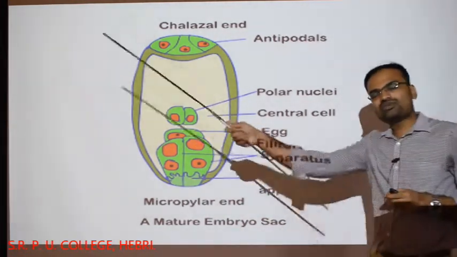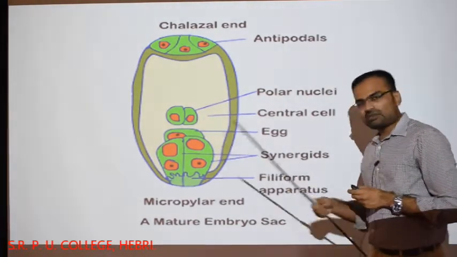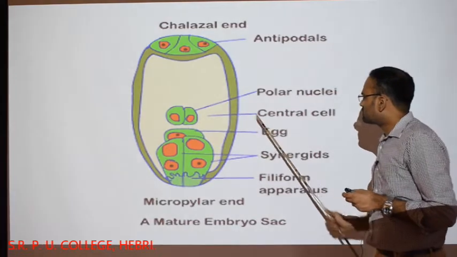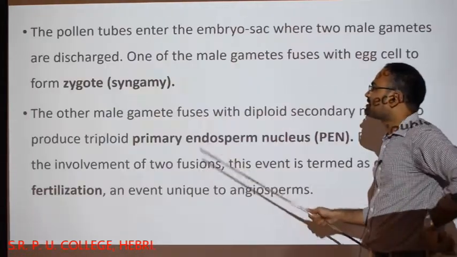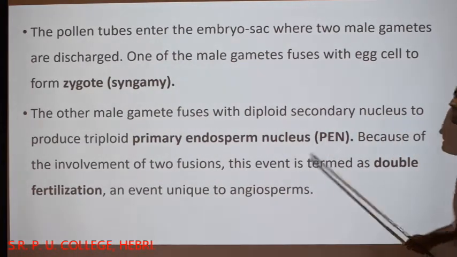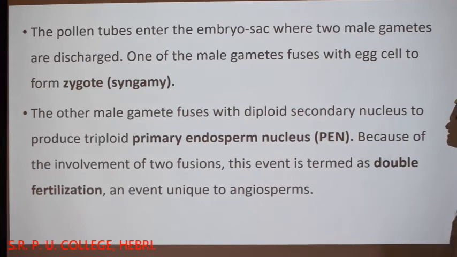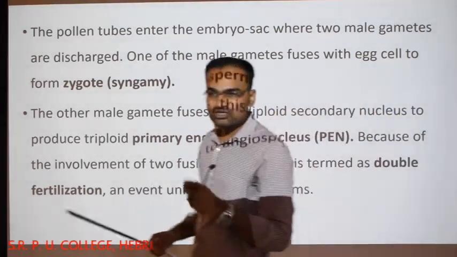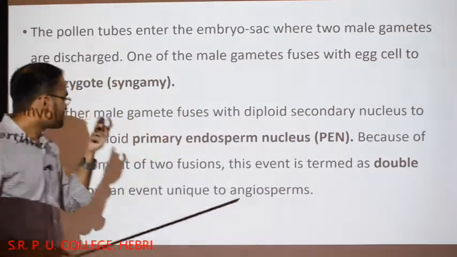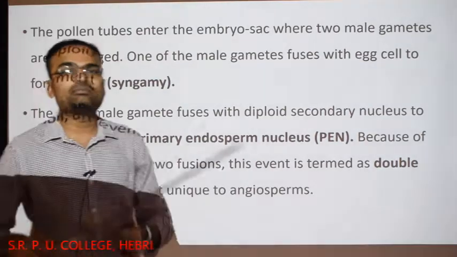That zygote eventually forms an embryo. The other male nucleus which has fused with the central cell is going to form the primary endosperm nucleus. Here it is. The other male gamete fuses with the diploid secondary nucleus to produce the triploid primary endosperm nucleus. So the function of that primary endosperm nucleus is to nourish the developing embryo.